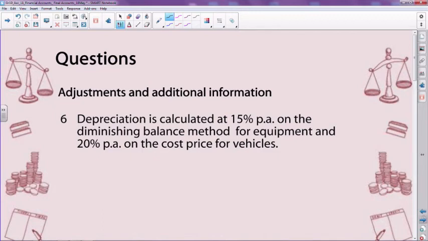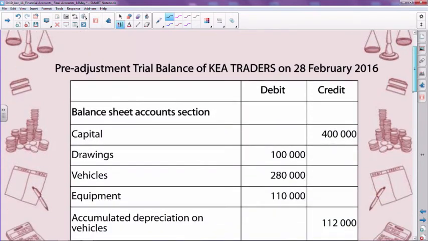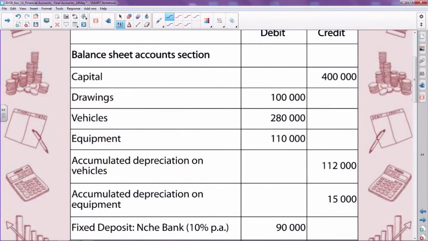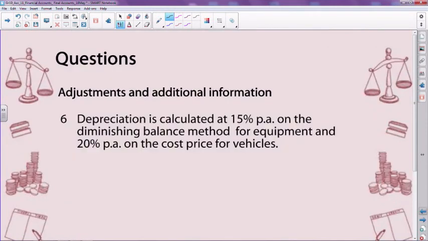So let's go and look at the information. Let's look at your two cost prices. You have vehicles 280 and equipment 110. So if you go and write it down, you'll say vehicles equals 280, and then your equipment will be 110, and there it is. Now, which one is the diminishing one? It is the equipment one. So we need to now minus something for equipment.